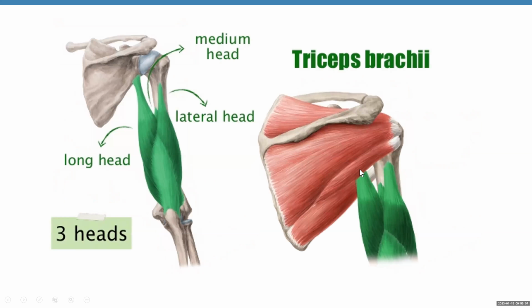And on the next one, we have our triceps brachii. Now it's a posterior view. It has three heads. It has a long head, lateral head, and then medial head, you can see just a part of it. So it's on the medial side. So that's our triceps brachii. Long head, lateral head, and medial head.